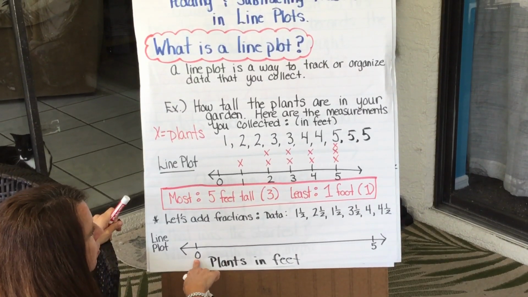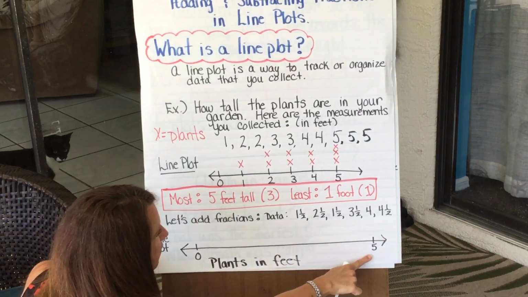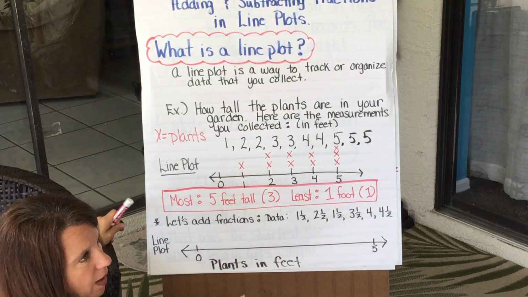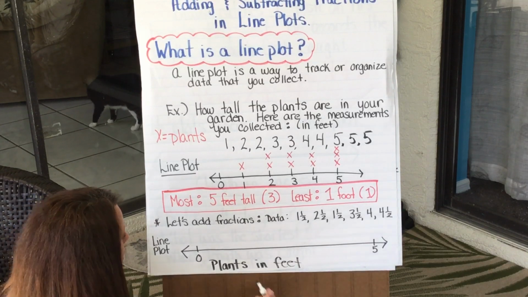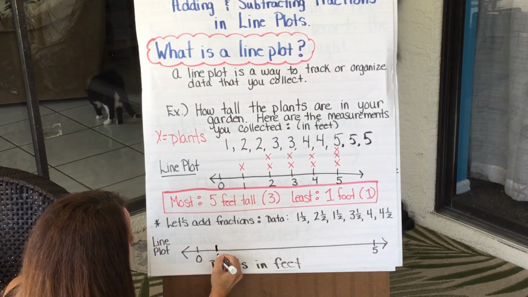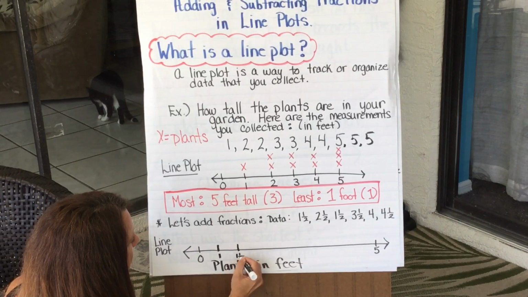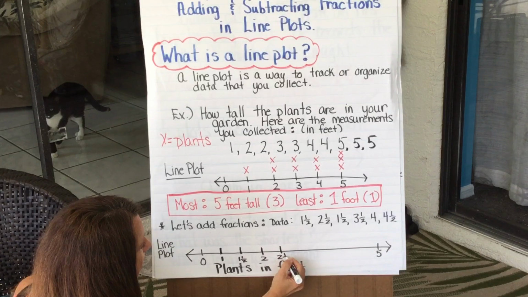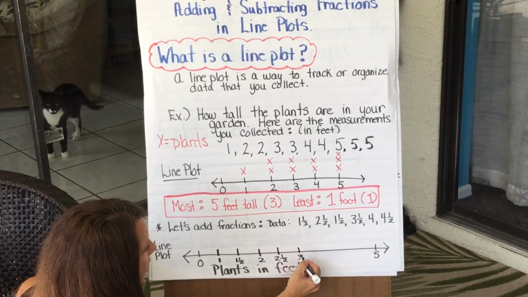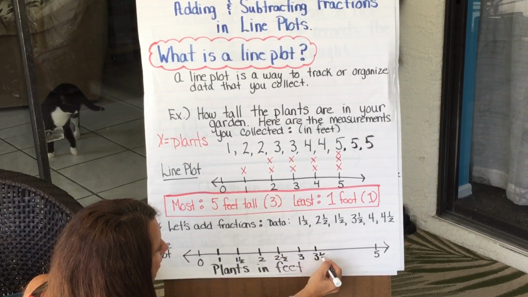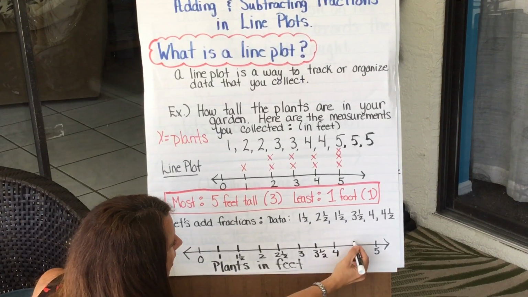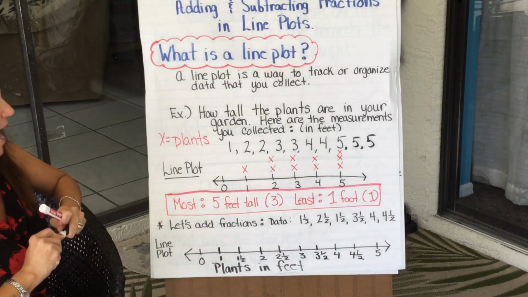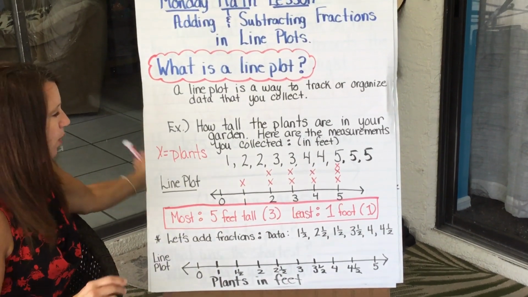So notice I did my new line plot, number line is 0 to 5 because my highest one was 4.5. So I want to just go a little bit higher than that. So I'm going to go ahead and do my 1, and then I'm going to make 1.5, and then I'm going to do 2, and then 2.5, and then 3, and then 3.5, 4, and then 4.5. So there's my line plot. Remember that the X's represent how many of those plants you have.